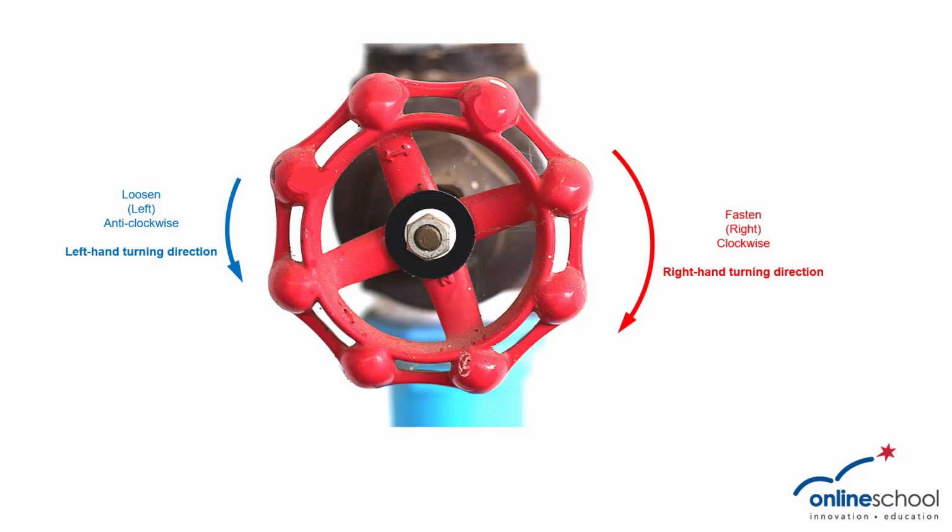Here is an example of a tap that we use to explain the turn of direction for the helix. Let's imagine this is the top view and we want to explain the left-handed and right-handed turn of direction. To loosen this tap, we will turn it to the left, in an anti-clockwise direction. And to fasten this tap, we will turn it to the right, or in a clockwise direction.